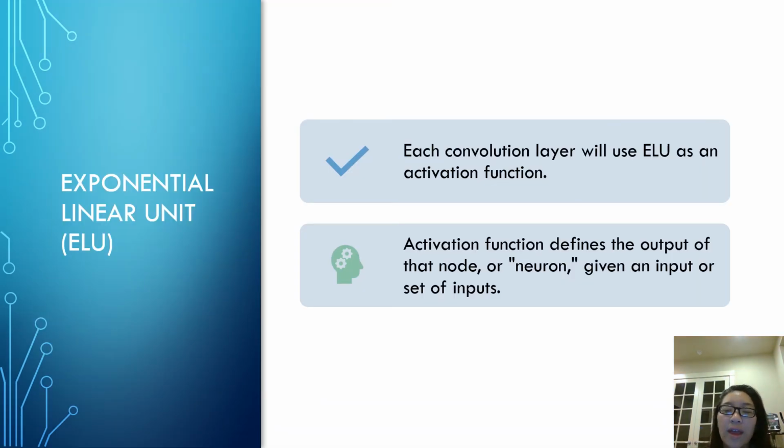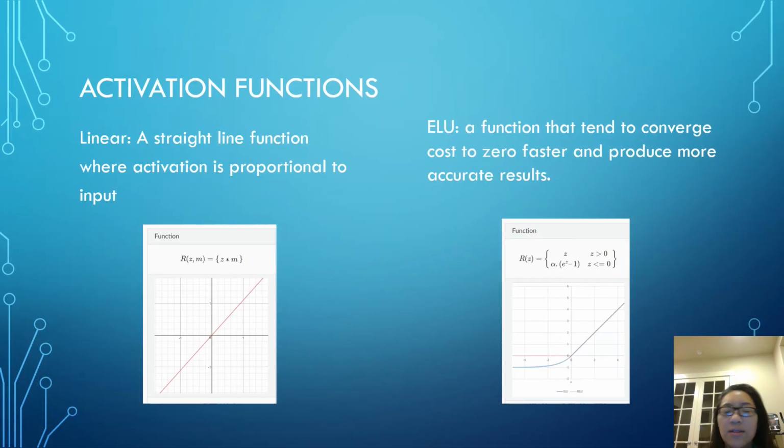Within each convolution layer, we'll use an ELU, an exponential linear unit, as an activation function. An activation function defines the output of that node or neuron given an input or set of inputs. So it's essentially a function, right? You have an input, you put it into a function, and it has an output. There are multiple types of activation functions. There's linear, a straight line function where activation is proportional to the inputs. And then there's the exponential linear unit, a function that tends to converge cost to zero faster and produce more accurate results.